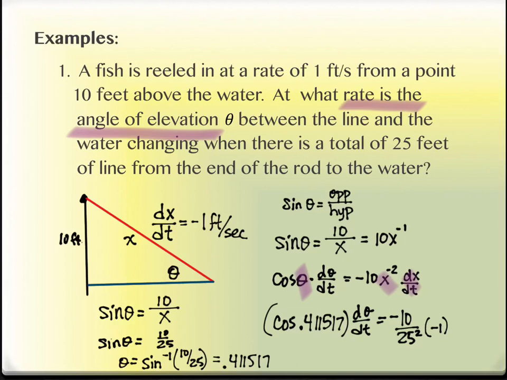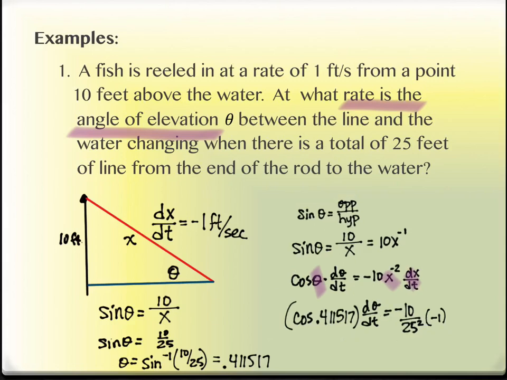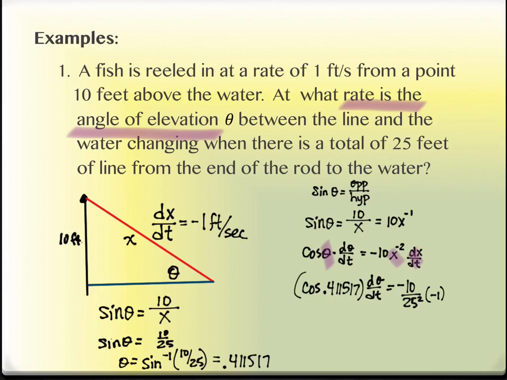So on the left, I have cosine, 0.916515 d theta dt. My negatives are going to cancel, right? So I have 10 over 25 squared, 0.016, and then I'll divide to find d theta dt.